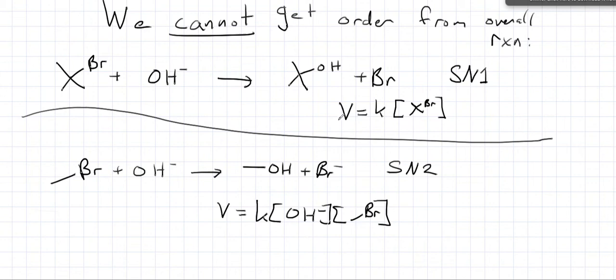Notice that the reaction is the same, right? We have a nucleophile plus electrophile, electrophile plus nucleophile. So the overall reaction looks the same, and yet the kinetics are different. And that's because the mechanism is different. The mechanism will always determine the kinetics. So although we can go from mechanism to the kinetics, we can't just look at the overall reaction.